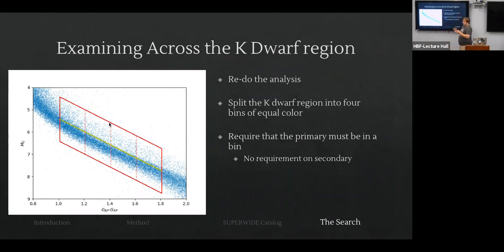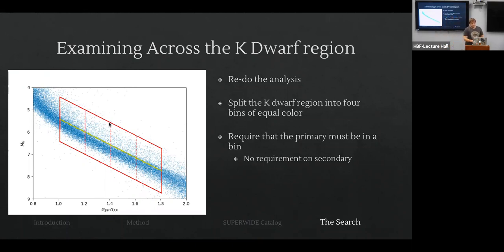What we did was we required the primary, and remember we are now calling the primary the one that is bluer, to be in one of these bins. The secondary could be anywhere in this red region. So, for example, you could have a primary here but a secondary down in this region. But if you had a primary in this region, you could not have a secondary up here.